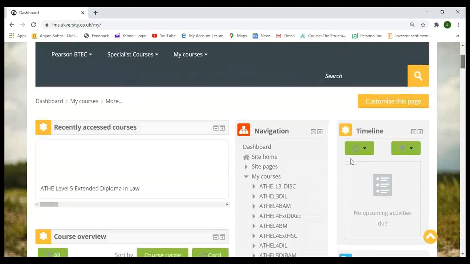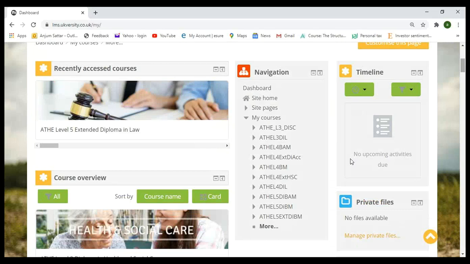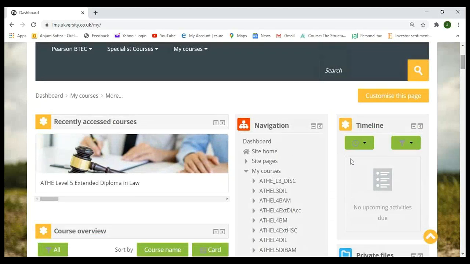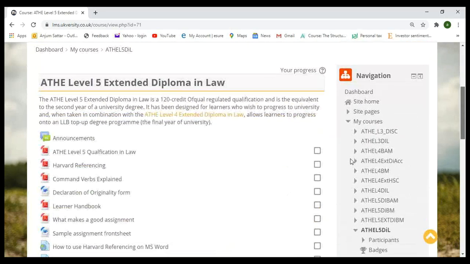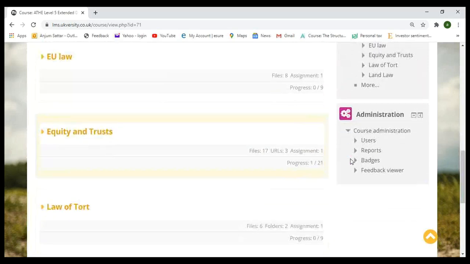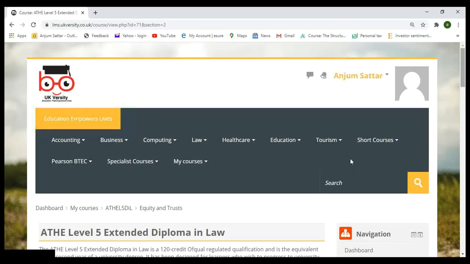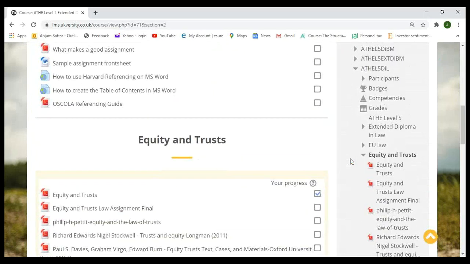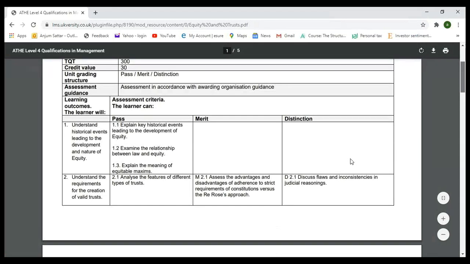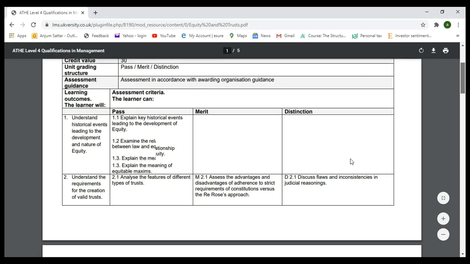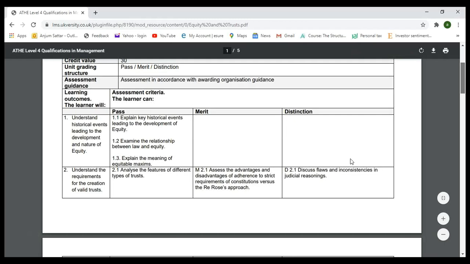So in LO1 we discussed types of trust, and who is a trustee, who looks after the property, these kinds of things. So let's recap properly. We discussed learning outcome 1, where we learned about the historical events leading to the development and the nature of equity, the different history of equity and trust. We also discussed understanding the creation of a valid trust.